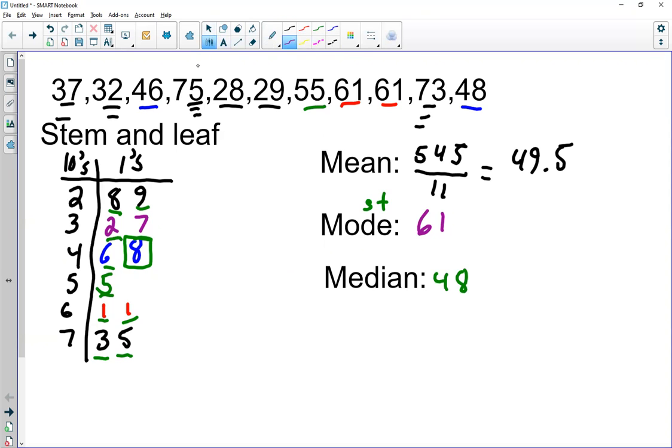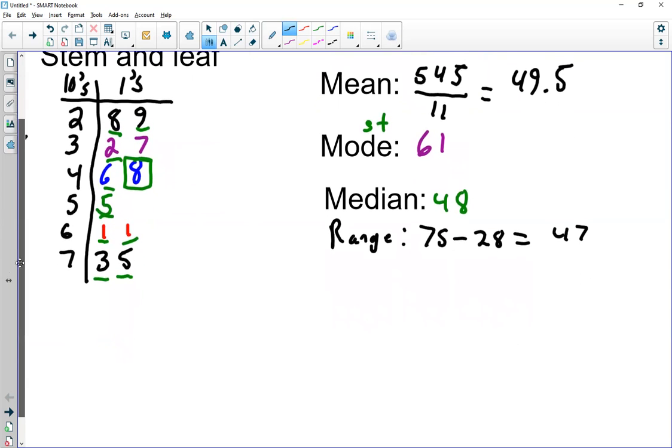All right. Next one is the box and whisker. In order to do the box and whisker, oh wait, we need range too. Wait, what about the Q1? Yeah, but first let's do range. Range is just the biggest number minus the smallest number. So 75 minus 28 equals 47. So the range is how far it is. It's not necessarily going to be close to the mean and median. It could be any distance. 47. Okay.